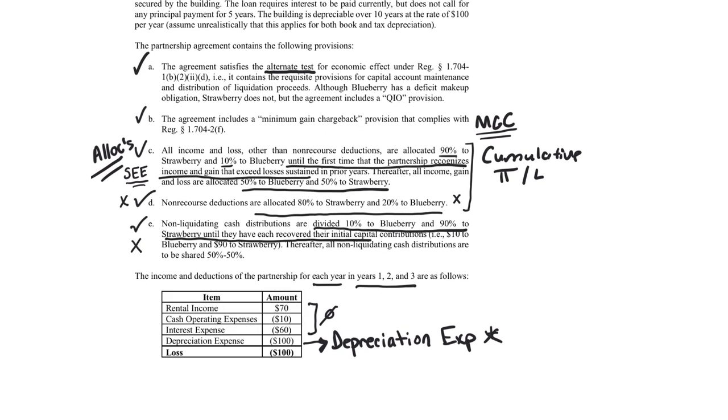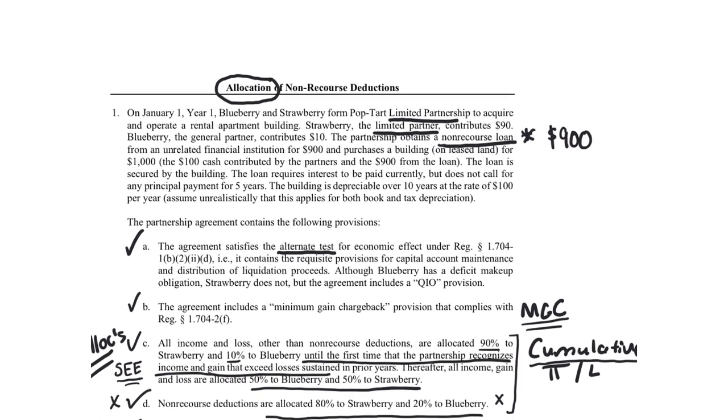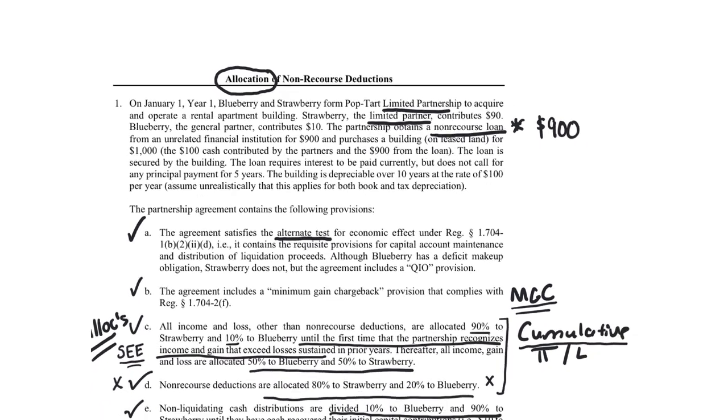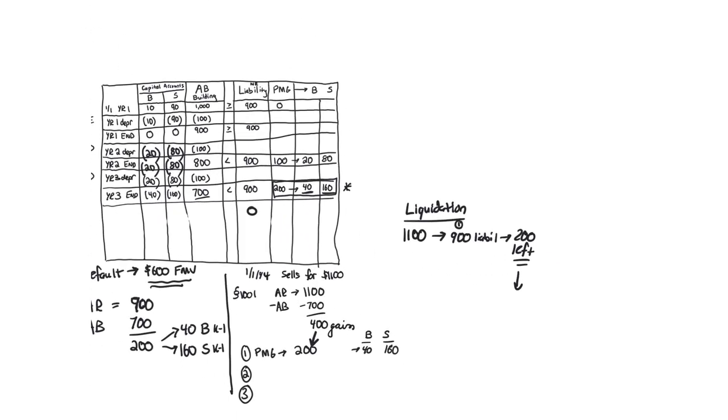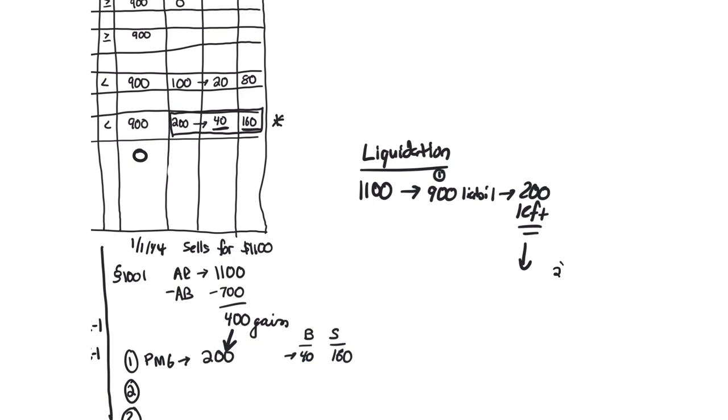This is not a non-liquidating cash distribution. This is liquidating. All income and loss other than non-recourse are allocated 90% to Strawberry, 10% to Blueberry, and this is also how we're allocating this respective gain. Now, this first $100 is not yet considered a cumulative profit. Why? Because a cumulative profit would be any profit beyond the amount they contribute. They both contributed together $100, so beyond the $100. So that's basically saying, hey, the first $100 of that $200 left will go in accordance with the capital account contributions. So Strawberry is allocated 90, what he or she contributed, and Blueberry is allocated 10.